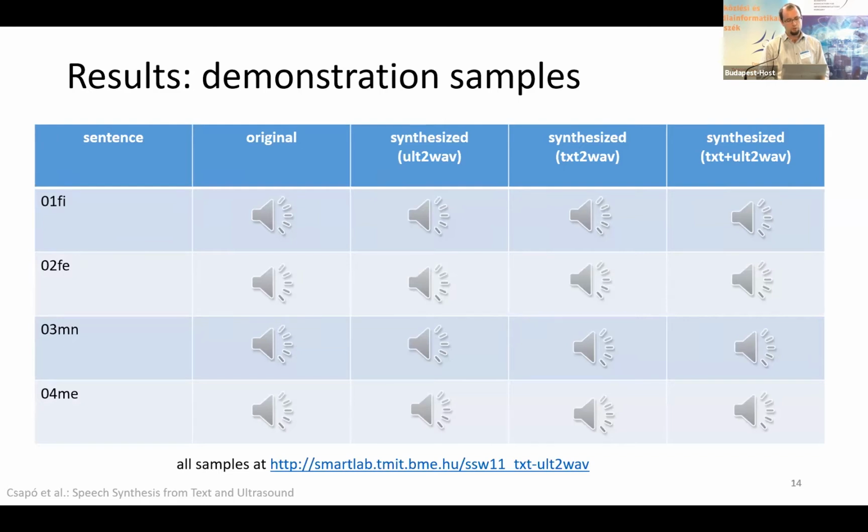I leave it to nobody, said Shakespeare sulkily. After the text to speech. I leave it to nobody, said Shakespeare sulkily. And now when the text and the ultrasound information is both the input. I leave it to nobody, said Shakespeare sulkily.